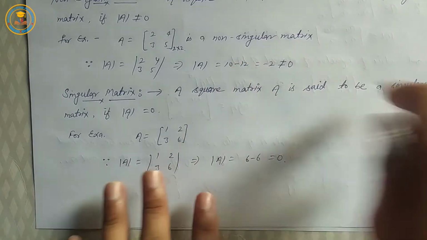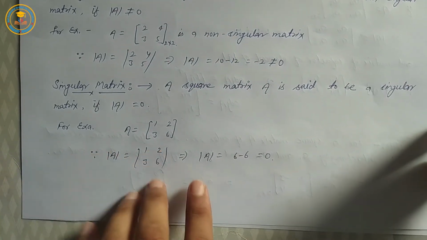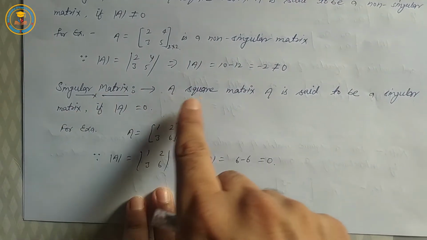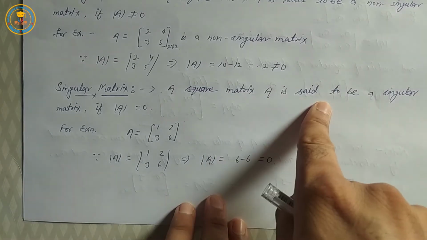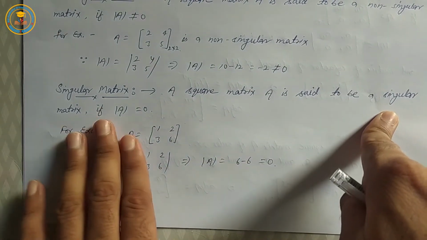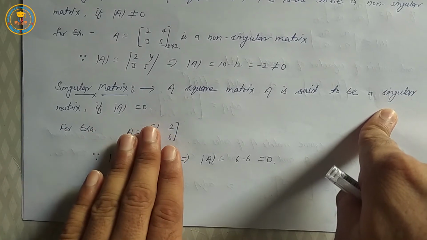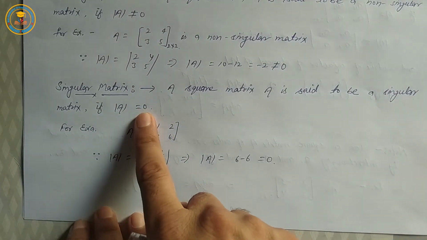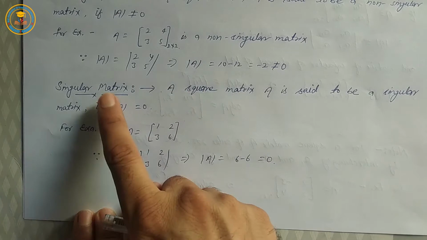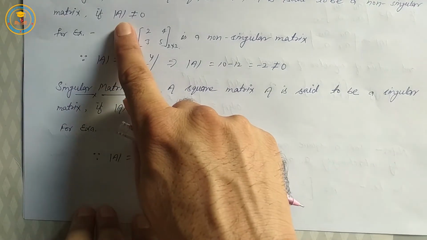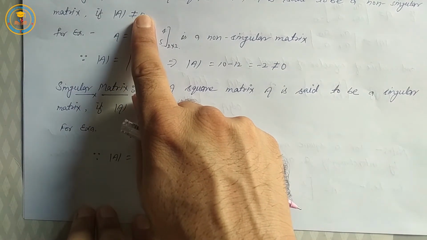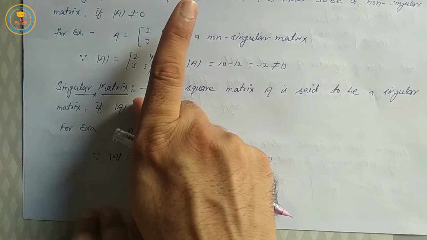Second definition, singular matrix. A square matrix A is said to be a singular matrix if determinant A is equal to 0. Determinant A equal to 0 means matrix A is a singular matrix. Determinant A not equal to 0 means matrix A is a non-singular matrix.